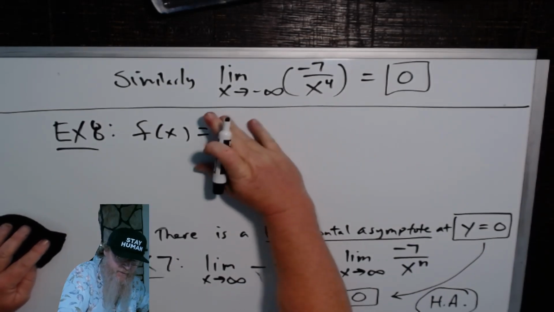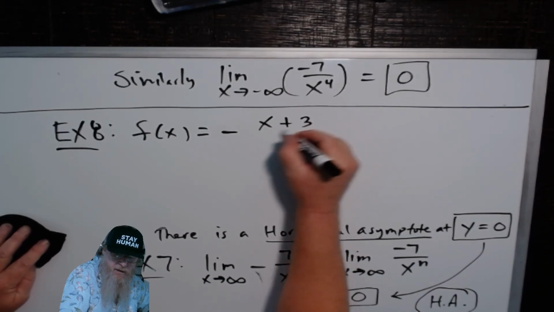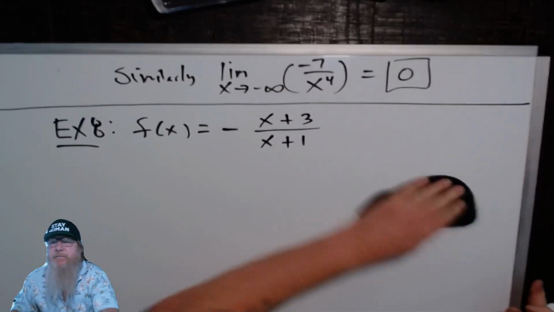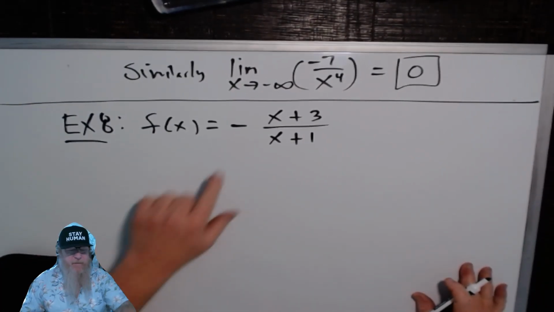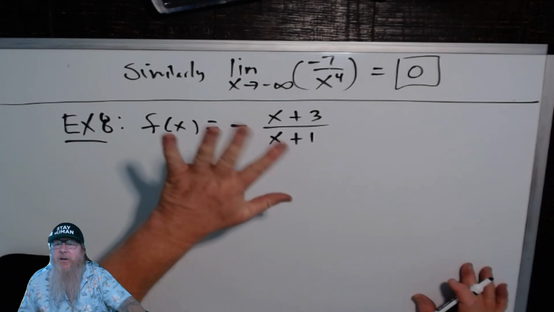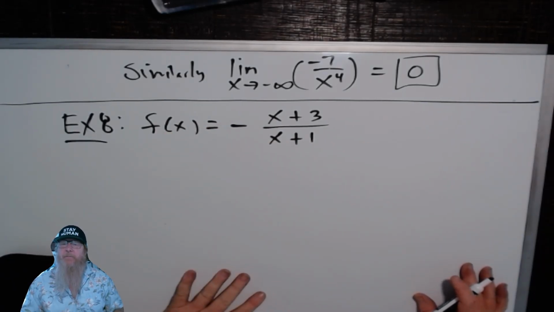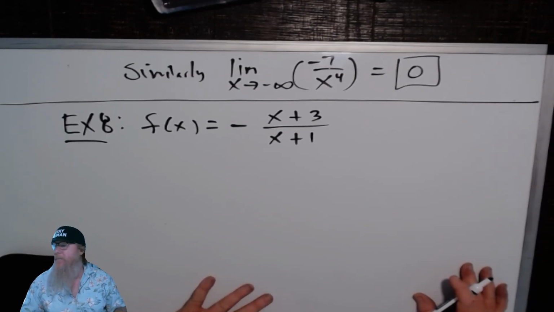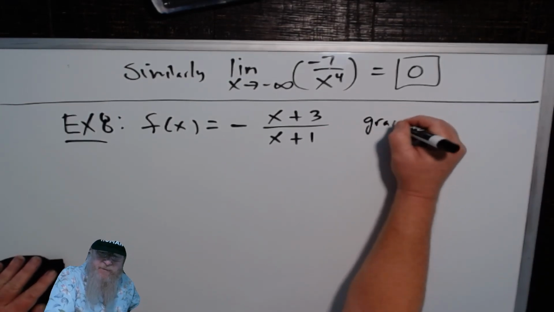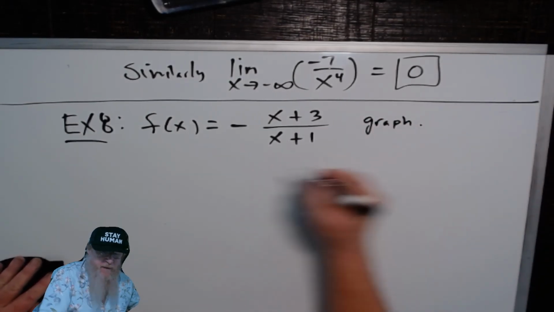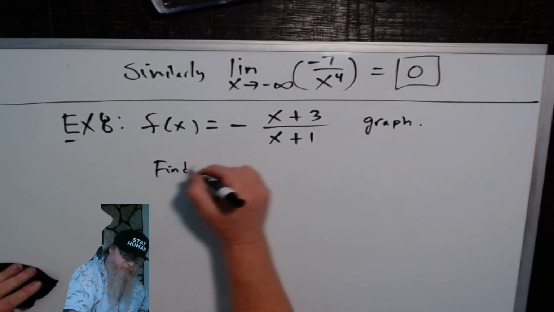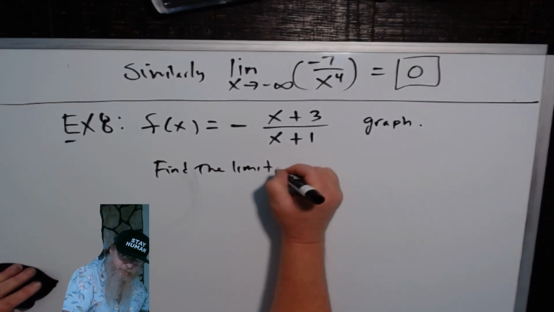Negative x plus 3 over x plus 1. All right, so I have a negative and I have a reciprocal, but this time I've got a variable in the numerator, not a constant. So I have to be a little more careful. Let's draw the graph, and then evaluate the limits, or find the limits, whatever. Same thing.